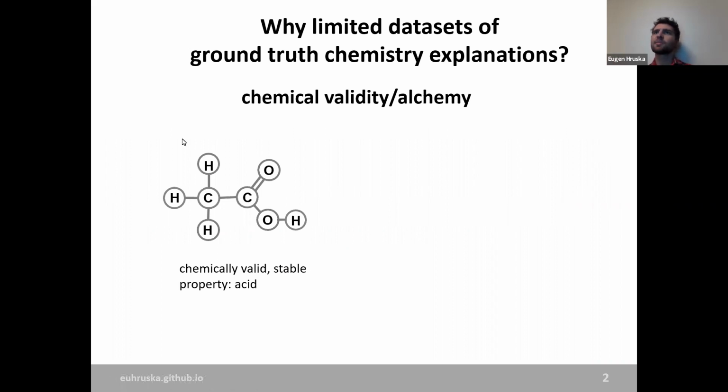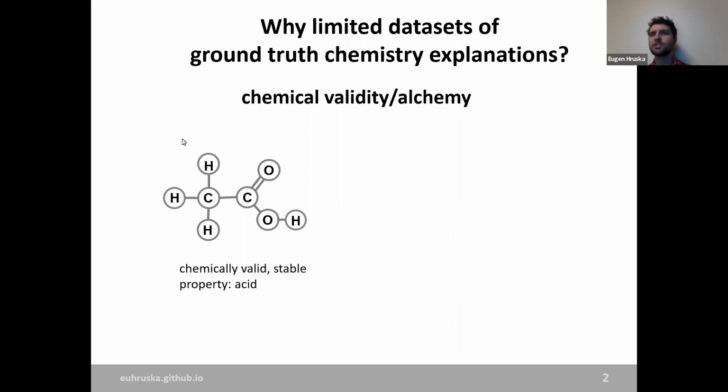So why are the data sets in ground truth chemistry explanations limited? I will start first. I will assume that everyone has some general understanding of what machine learning explanation generally is, but I want to introduce also what the chemistry approach to explanations is.